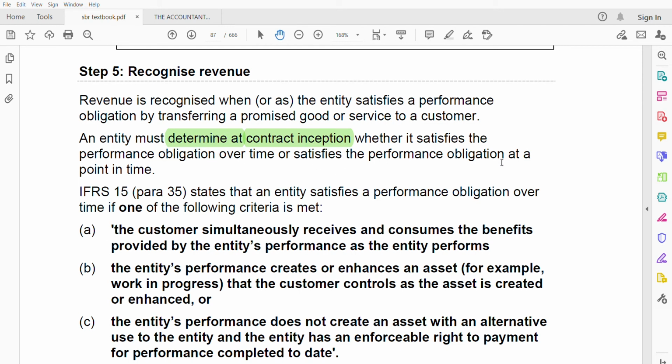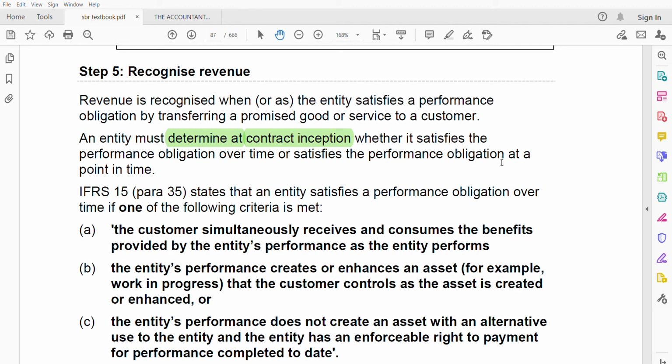For example, that example we followed, computer and technical support. Computer was at a point in time. You are giving that control to the customer. That's it. Control went to the customer physically, right? What about the technical support? It was over 12 months.